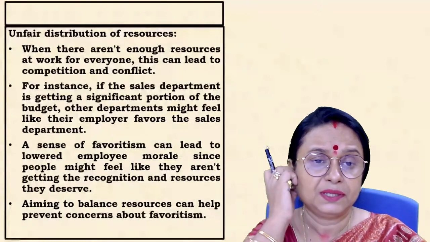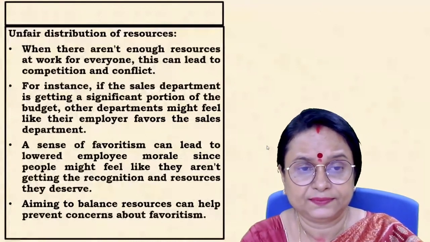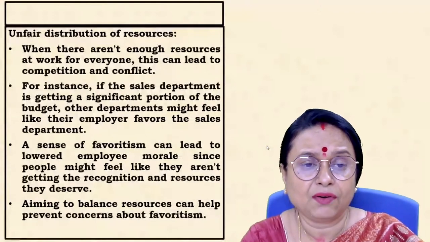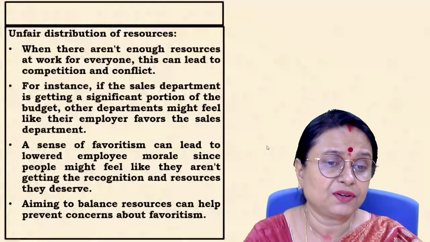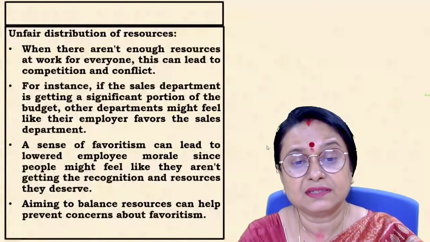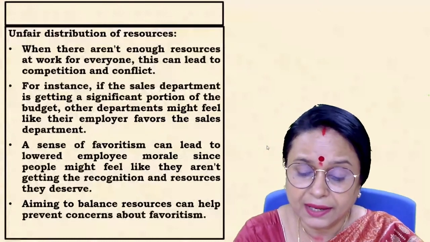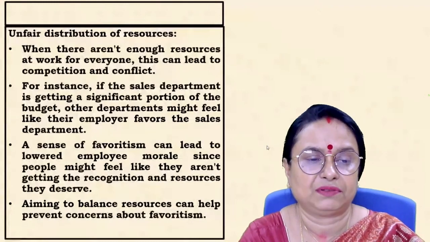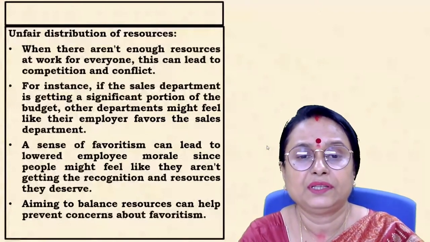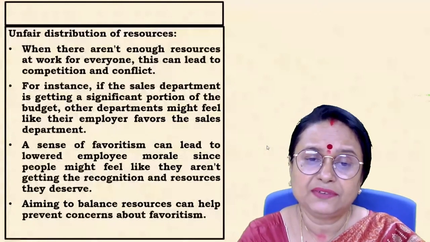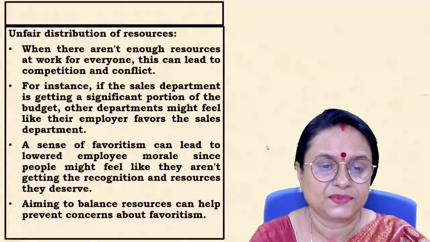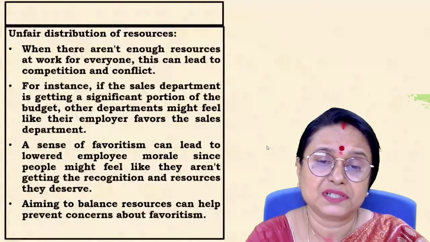So a sense of favoritism leads to jealousy. So there arises conflict between these individuals because employees feel they are not getting the proper respect and recognition in the organization. So aiming to balance resources can help prevent concerns about favoritism. Here again, it is the responsibility of the organization to balance the resources of the organization equally among the employees. If someone has the same qualification, same experience and same capability as another employee, they both should be treated equally. So whose responsibility is that? The organization's responsibility.